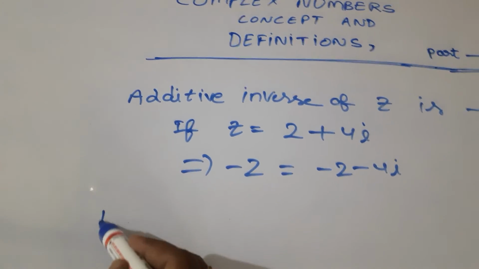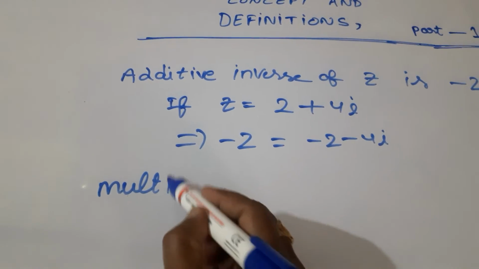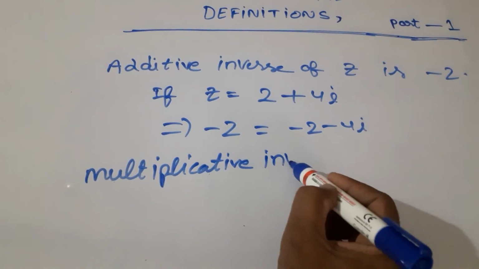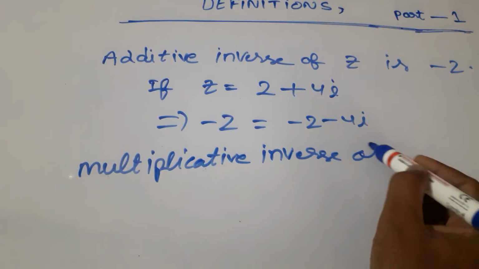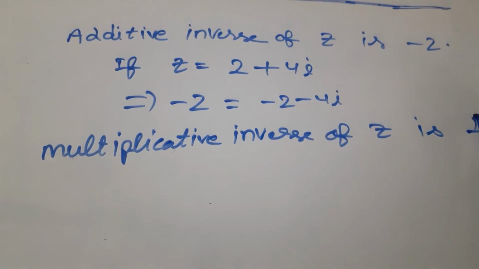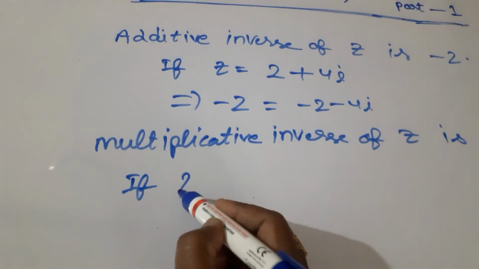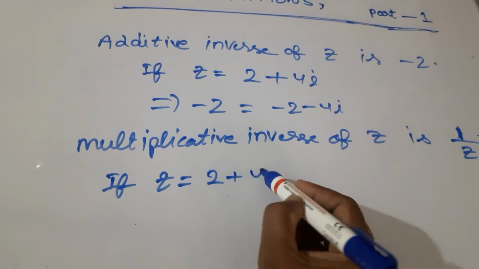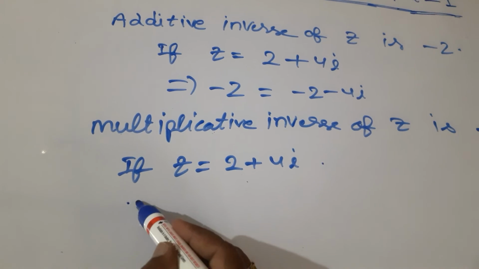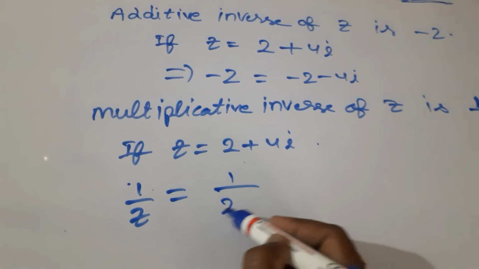How to calculate the multiplicative inverse? Now let us see what is the multiplicative inverse. Multiplicative inverse of z is 1 by z. So if z equal to 2 plus 4i, multiplicative inverse of z, that is 1 by z, is equal to 1 by 2 plus 4i.